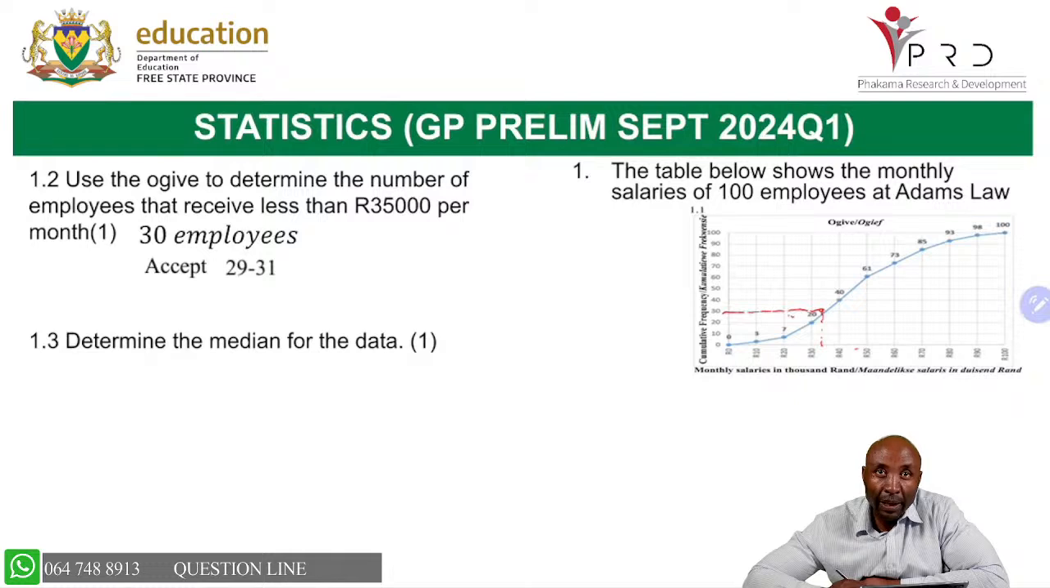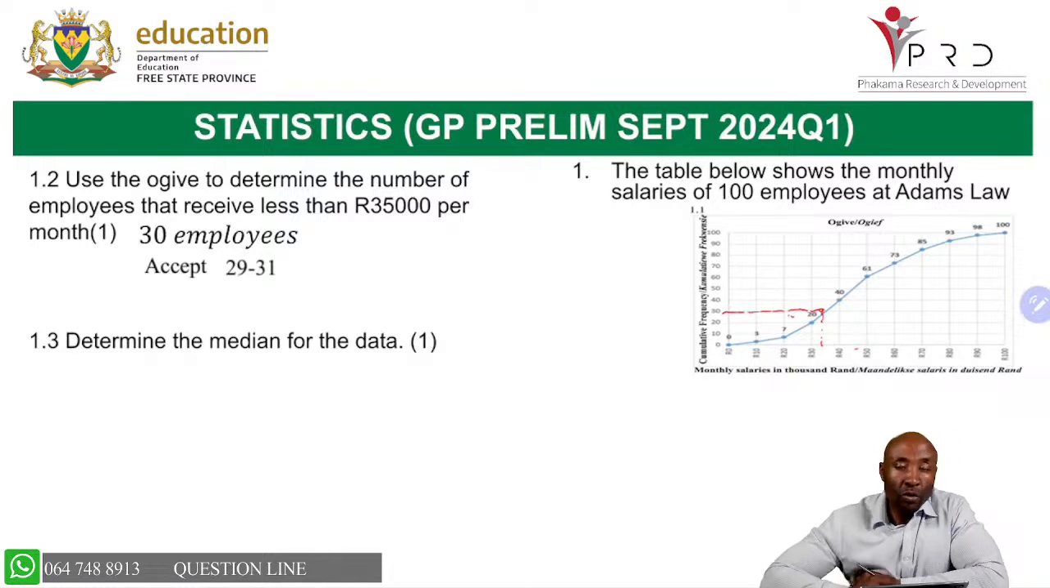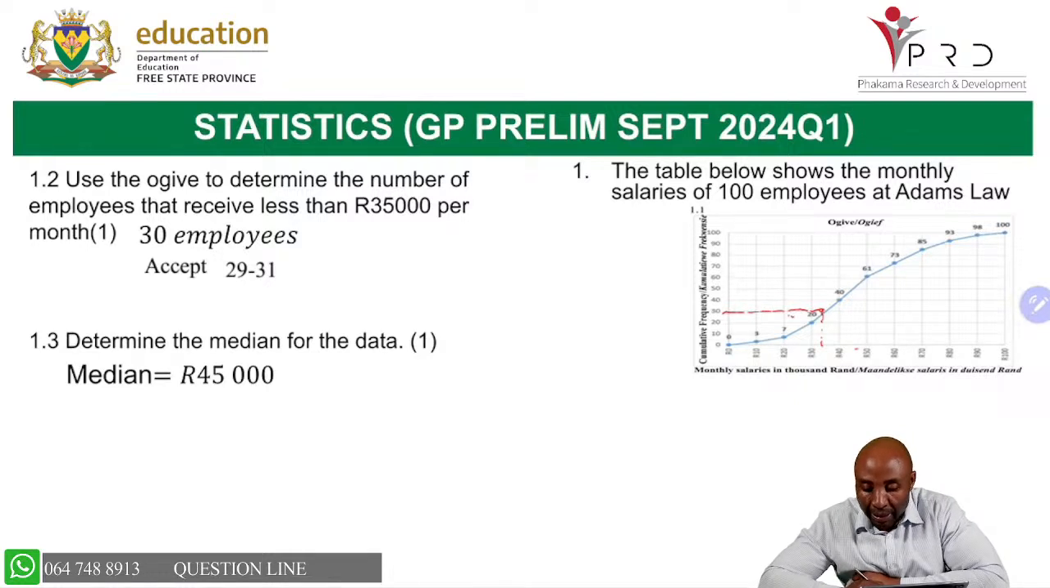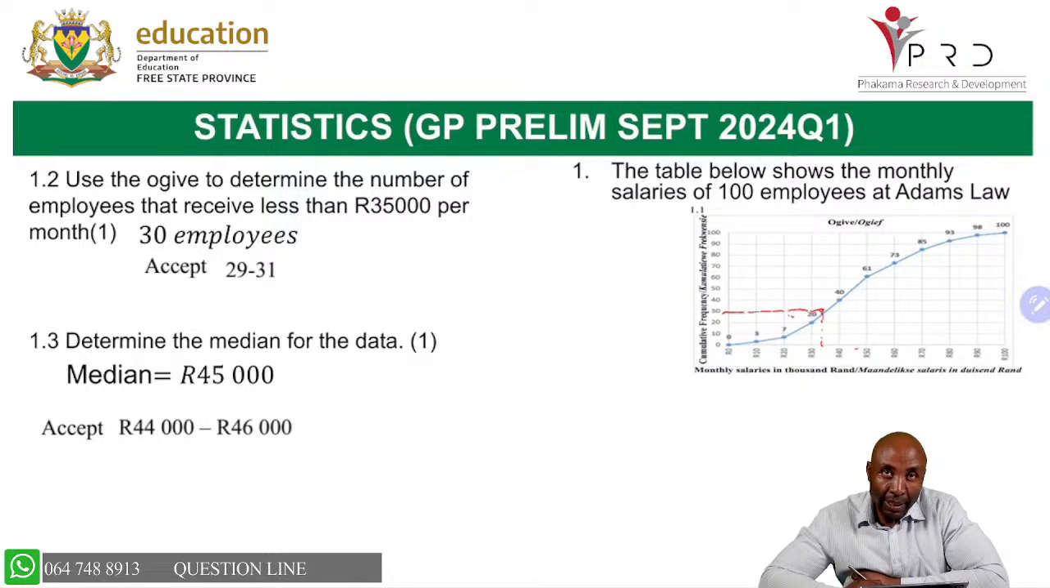The median for the data: our cumulative frequency is 100. So the position will be 1 over 2 times (100 plus 1), which is half of 100 plus 1, and that will give us 50.5. But you can round it down to 50. So you will find out that our median is around 45,000 and we would accept 44,000, 45,000, 46,000. You can give an answer of 44,500 or 45,500 because you are estimating that one.